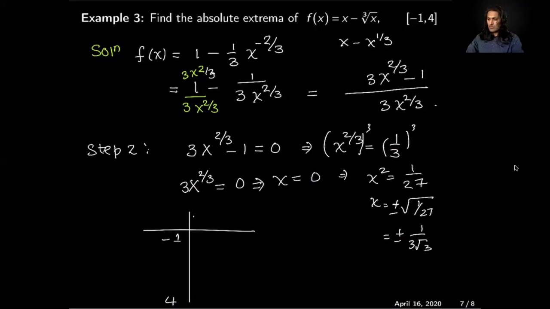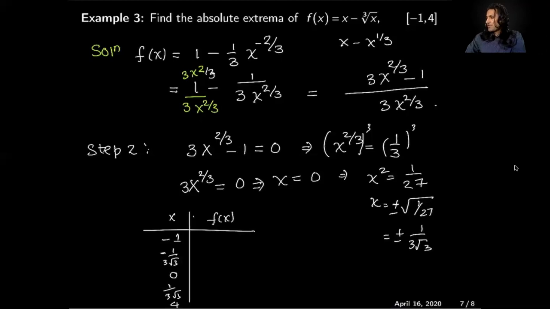So first is negative 1 over 3 square root of 3. Then there is 0 and there is 1 over 3 square root of 3, and then we have 4 here. So let's plug these values into our function and find the y values of the function.